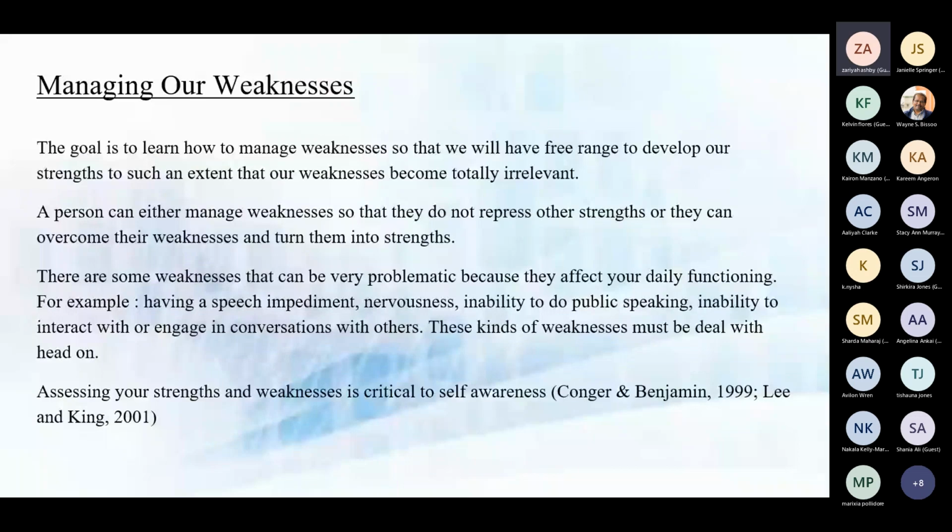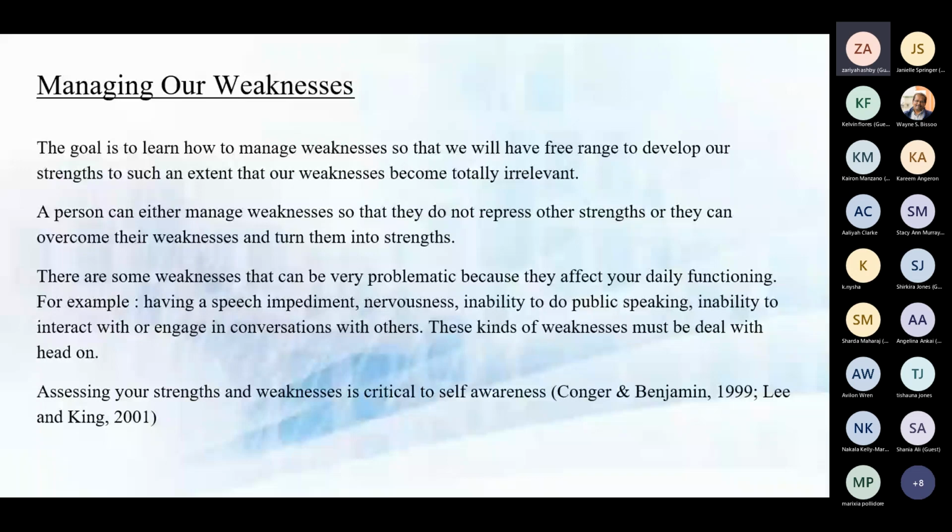So again, on the topic of managing our weaknesses, the goal is to learn how to manage weaknesses so that we'll have free range to develop our strengths to such an extent that our weaknesses become totally irrelevant. A person can either manage weaknesses so that they do not repress other strengths, or they can overcome their weaknesses and turn them into strengths.